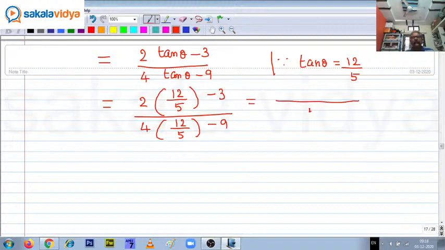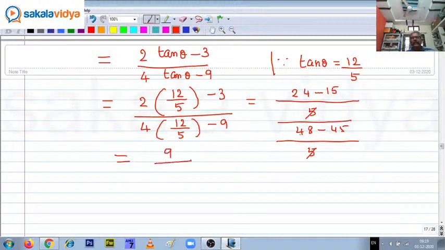5 is the LCM, 2 into 12 is 24, 5 threes are 15, minus 15, upon 5 is the LCM, 12 into 4 is 48, minus 5 nines are 45. This 5 and 5 get cancelled. 24 minus 15 is 9, 48 minus 45 is 3, 3 ones are 3, 3 threes are 9, so 3. Hence it is proved.